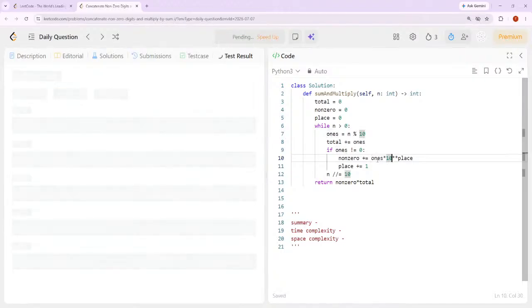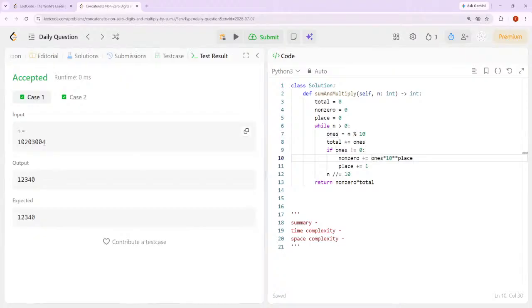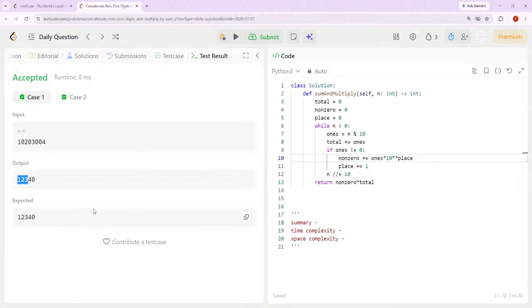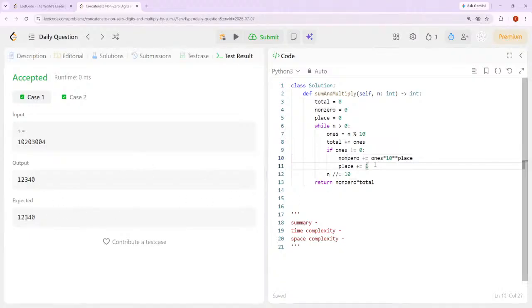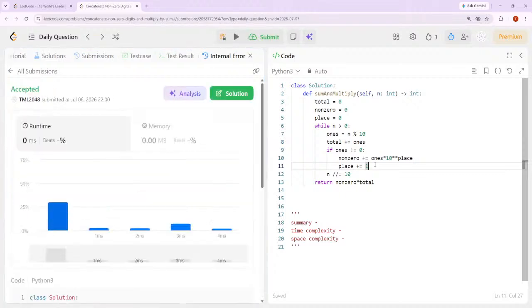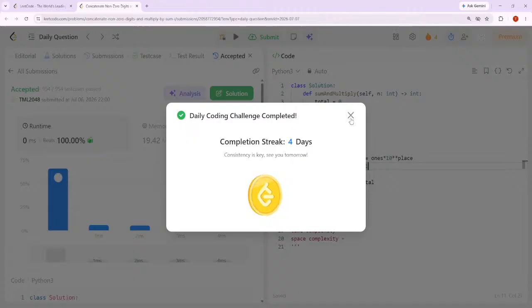So this calculates the 4 times 10 to the 0, 3 times 10 to the first, 2 times 10 to the second, 1 times 10 to the third. Adds them all up to get the non-zero value of 1, 2, 3, 4. Yep. Okay, cool beans.